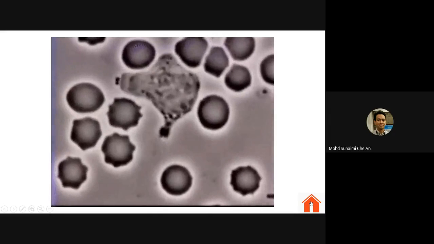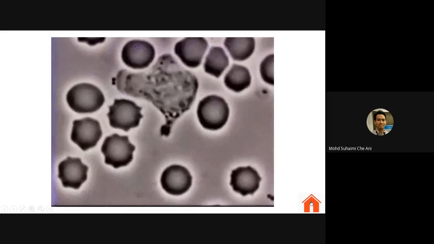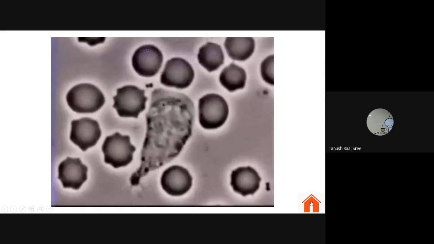The red blood cell is just like a free flowing component in the body. It just flows. Okay, correct.